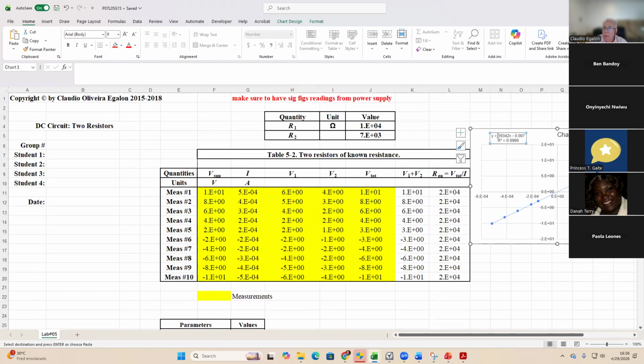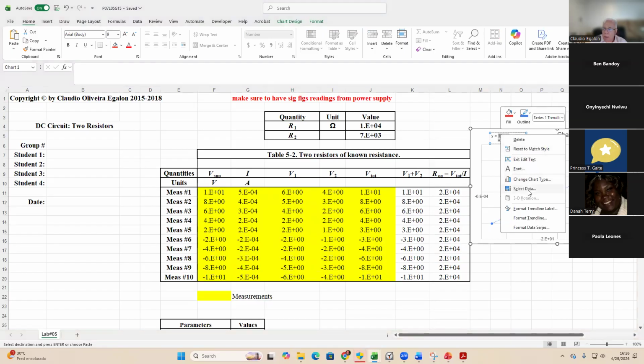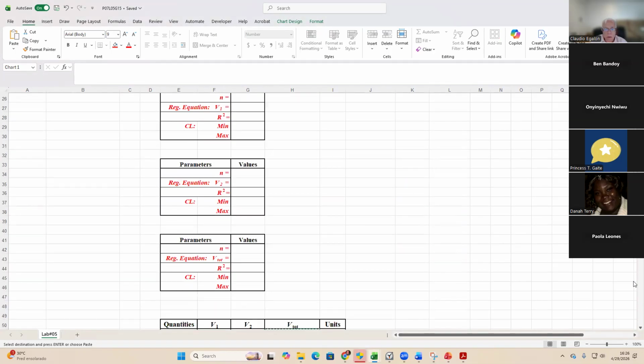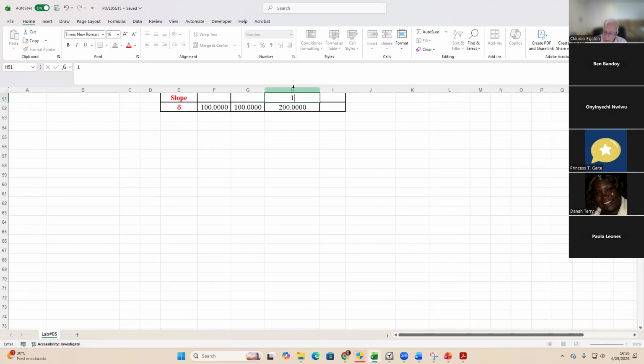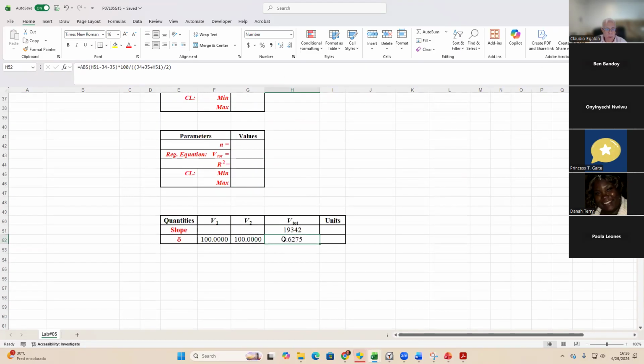What's the 19342? 19342. Okay. 19342. You can see that we have a very small percentage difference, 0.6% only. Okay. The slope has a unit, and the percentage difference, which is the delta, also has a unit. This is an experiment that works very well.